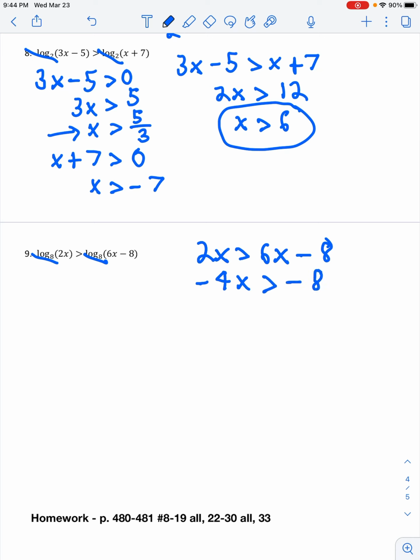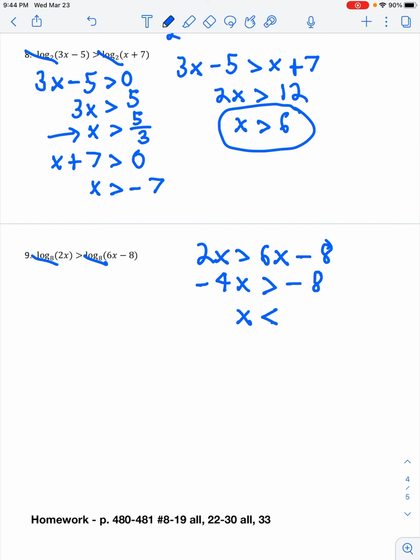Of course, then we have to divide by -4. And when we do that, we are going to have to flip our inequality symbol, and we'll get x is less than 2. Since I flipped that inequality symbol, that's where I have to be on high alert, because I'm heading to -infinity, and it's very possible that's going to create a problem.